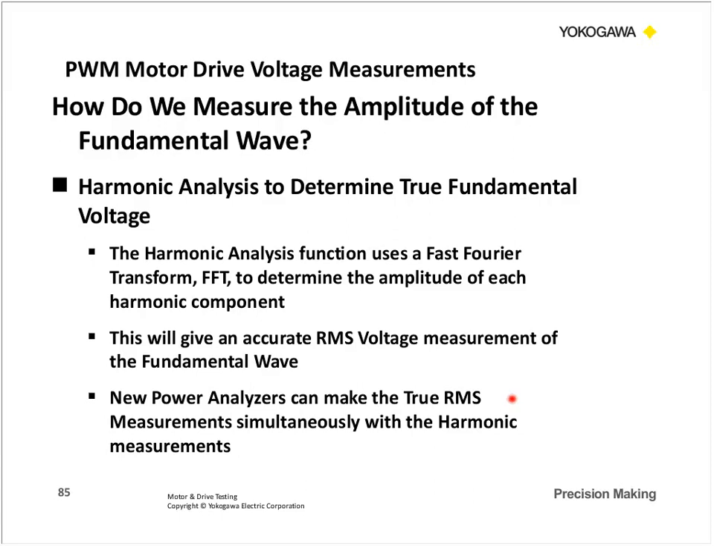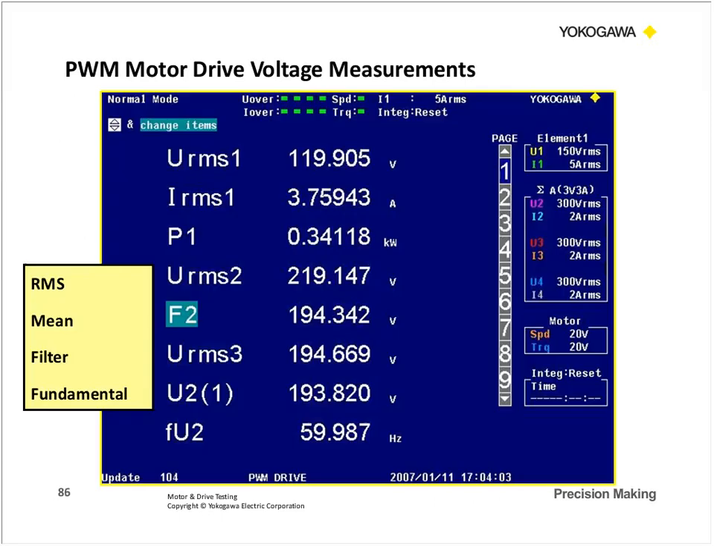So we can typically make these RMS measurements simultaneously with the other power measurement functions. So here's an example. We had our total RMS reading 219. The mean calculation was done at 194.342. If I turned the filter on, I came out with 194.669, pretty close. And if I use the FFT function, and so what this is, parentheses 1, it was done order number 1, fundamental, at 193.8. So you'll see all three of these are very close.